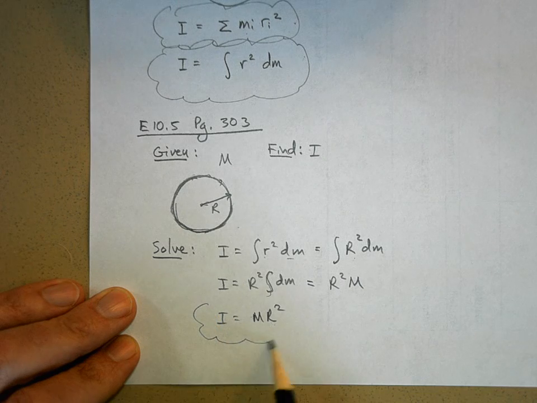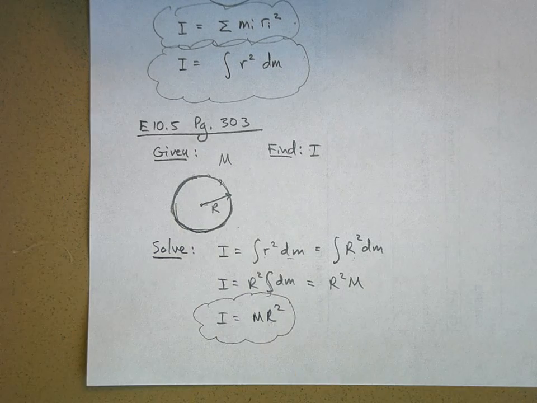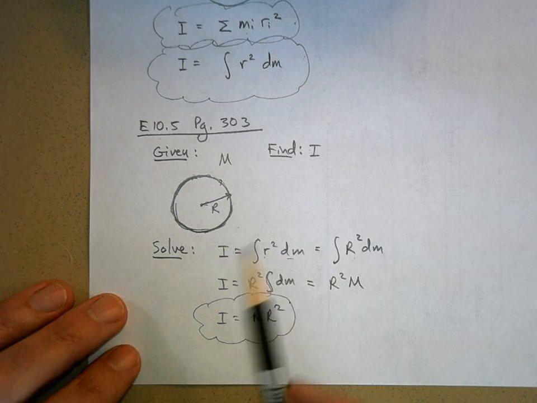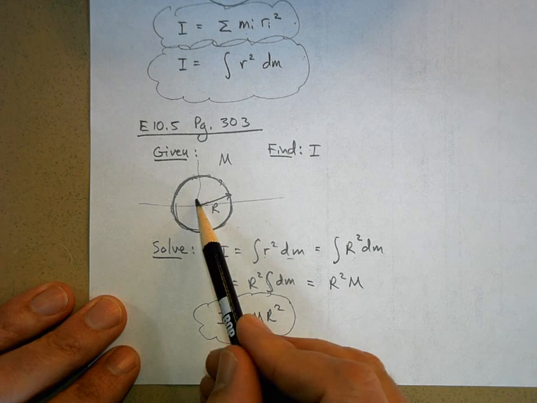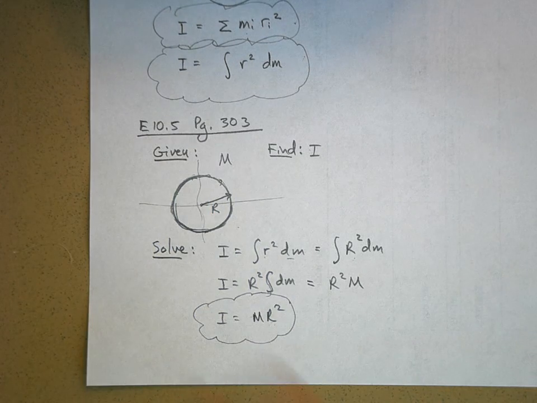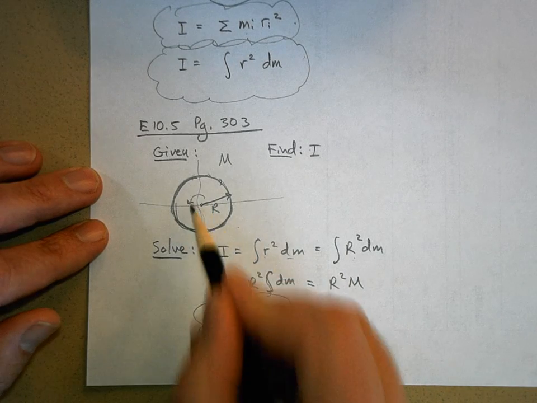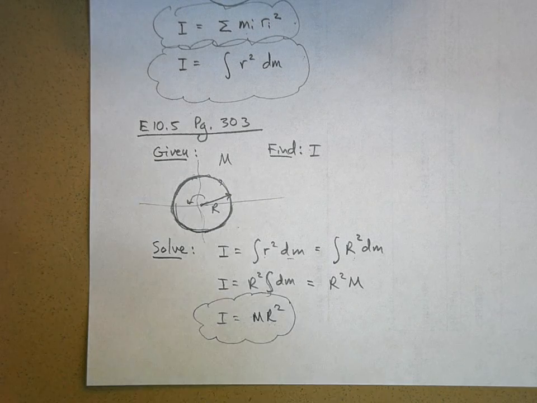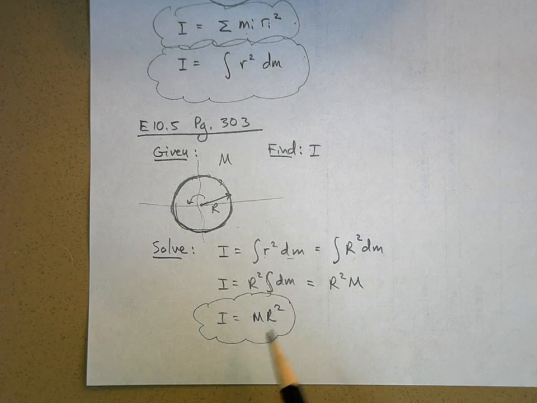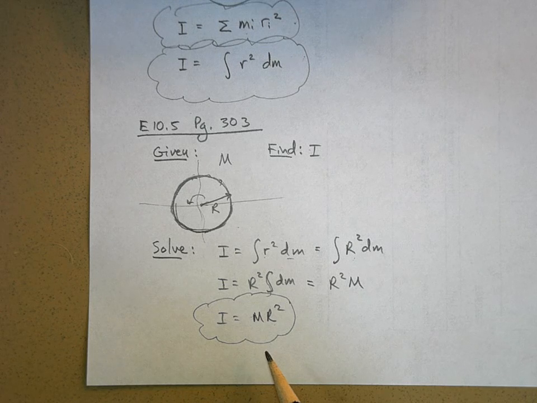If you have a hoop, I want you to think about this, and it's rotating about its center of mass, you know, in this plane like this. We're not flipping it like a coin. It's rotating like that. All of the mass of the hoop is as far away from the axis of rotation as you can get. So this is the maximum rotational inertia you can possibly get. A hoop has the maximum rotational inertia.